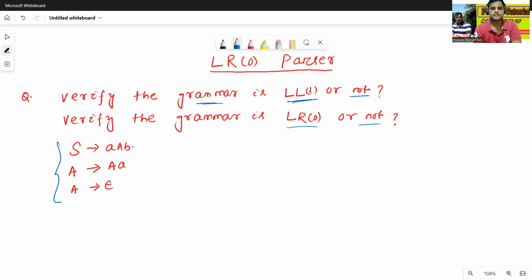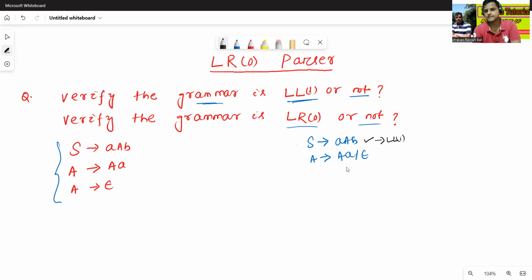S contains only a single production. So S → AAB, A → A, A → epsilon. S contains a single production, so S → AAB is LL1. So the first one is LL1.